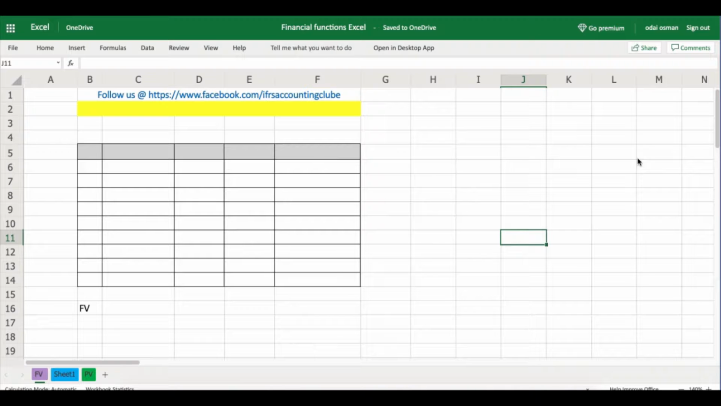Let's write here future value, and we have the year. Let's have 8 years, and we have the interest rate. The interest rate is 6%, and we do have the fixed payment, which is $2,000.